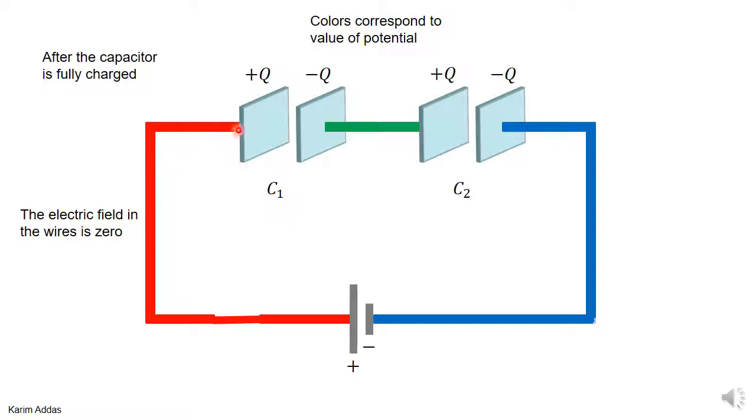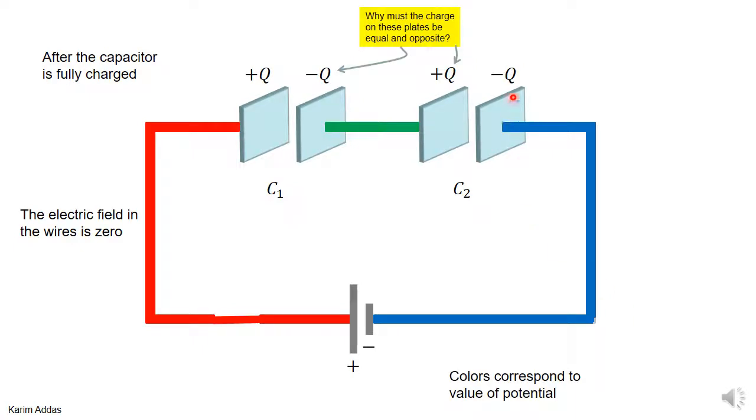When the electric field goes to zero, that means the potential everywhere on this part of the circuit is the same. So I put this in one color, red color. The potential on this part is all the same. I put it in green color. And then the potential on this part is all the same. I put it in blue.